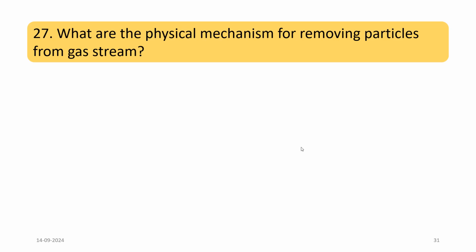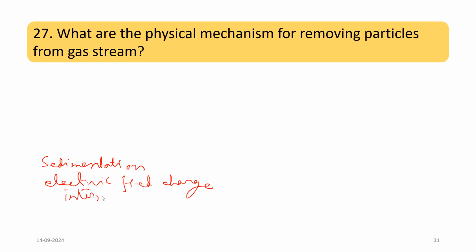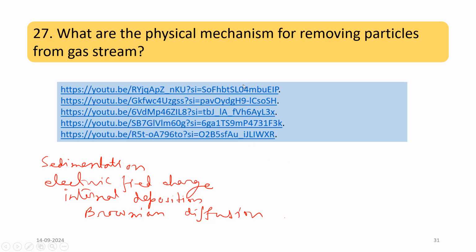Next, what are the physical mechanisms for removing particles from a gas stream? There are four. Yes: sedimentation, then electric field charge, inertial deposition, and Brownian motion or diffusion. If you see these videos, each one is explained.